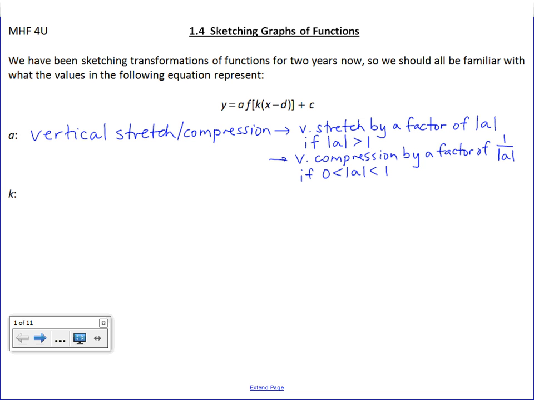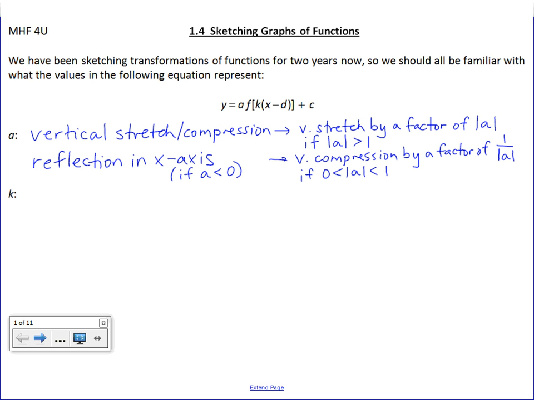Okay. There's something else that A will tell you, other than the stretch compression part. Yep. Reflection in the, yeah, if A is less than 0. And it's reflection in the x-axis, not on the x-axis. Okay. You're not going to write a reflection on the x-axis. What is the x-axis? No, reflect in it. Okay. So reflection in the x-axis.